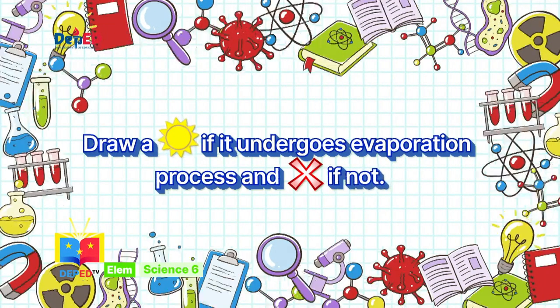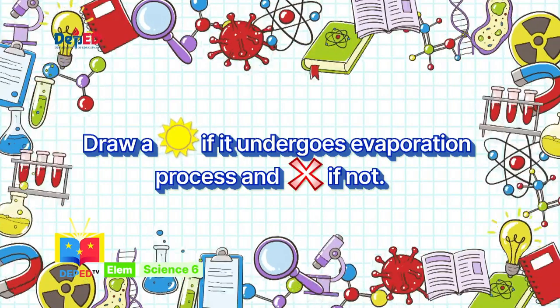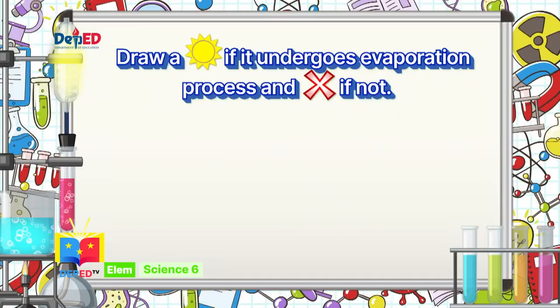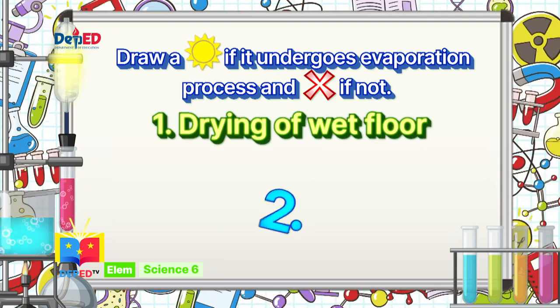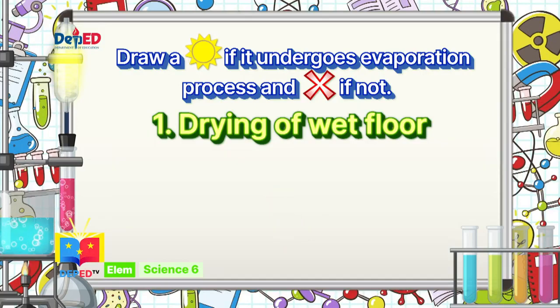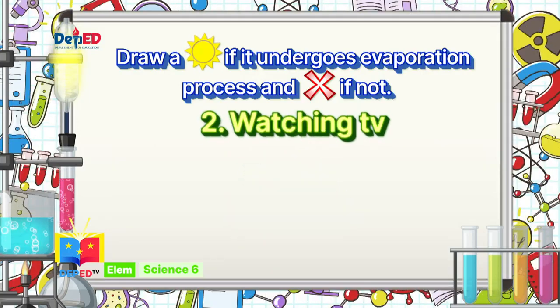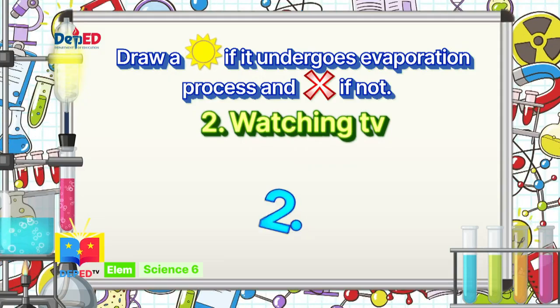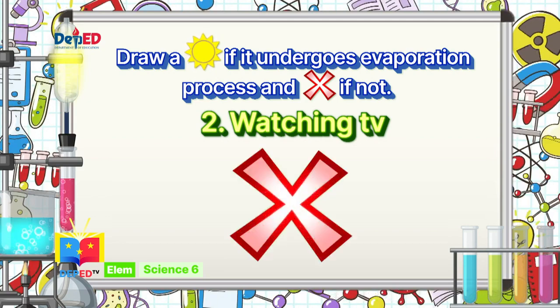Identify if the following conditions undergo evaporation process or not. Draw a sun if it undergoes evaporation process and X if not. Number 1. Drying of wet floor. The correct answer is sun. Number 2. Watching TV. The correct answer is X.